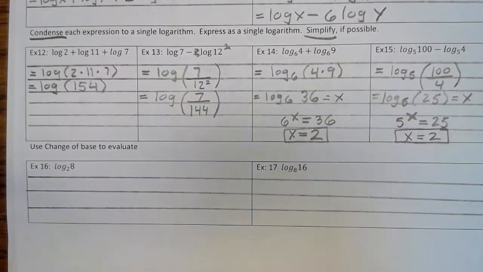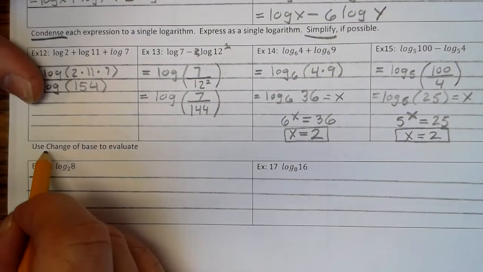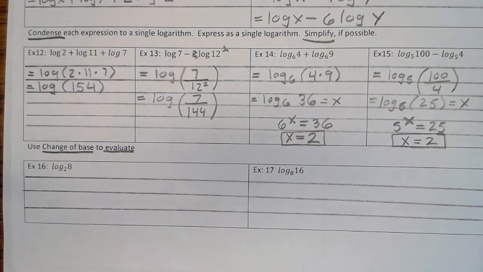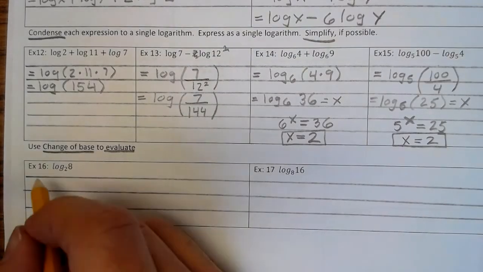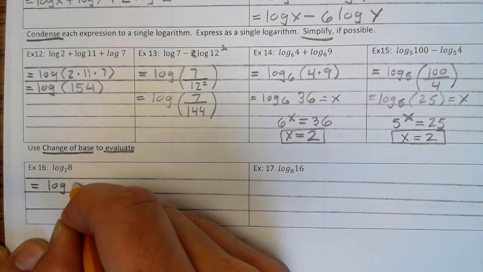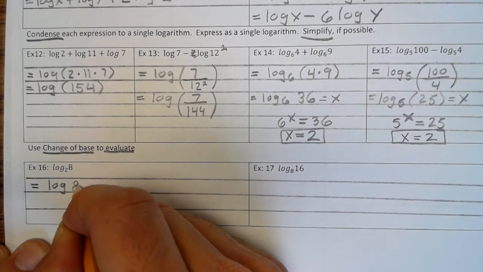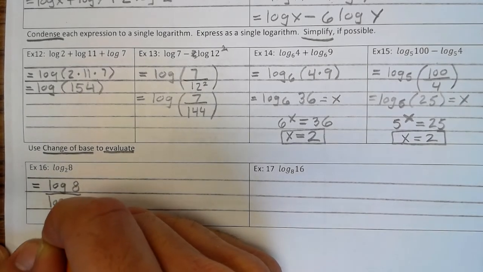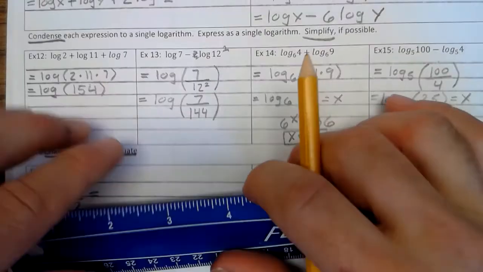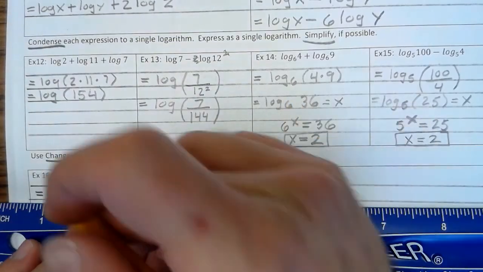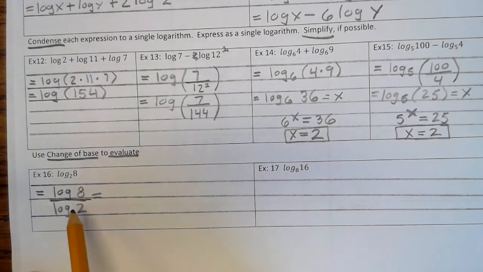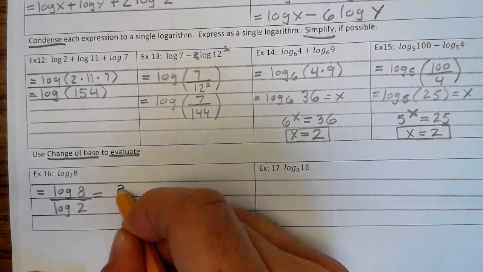All right, last two examples. Now it says use the change of base to evaluate. So that becomes log of 8 divided by log of 2. Now, when you put this in the calculator, all they have to do is have the same base. So you could do log base 2, log base 3, log base 4. It doesn't matter. But when you put it in the calculator, you should get 3.